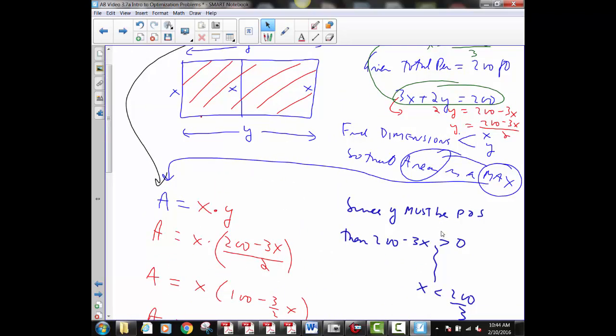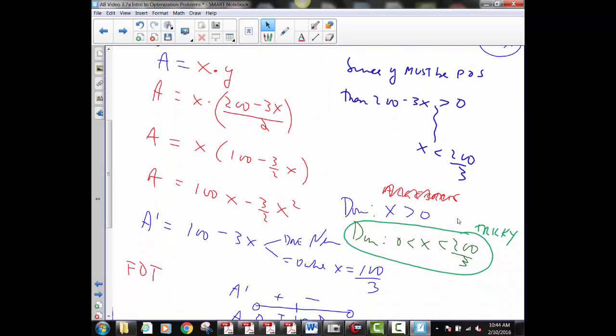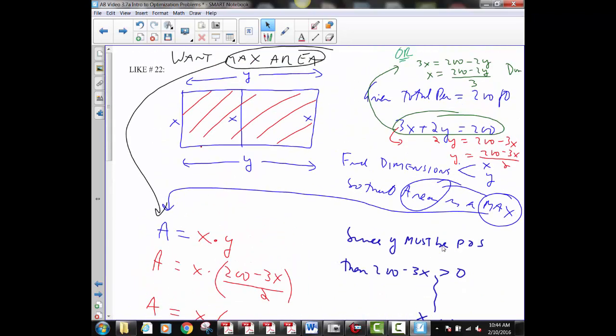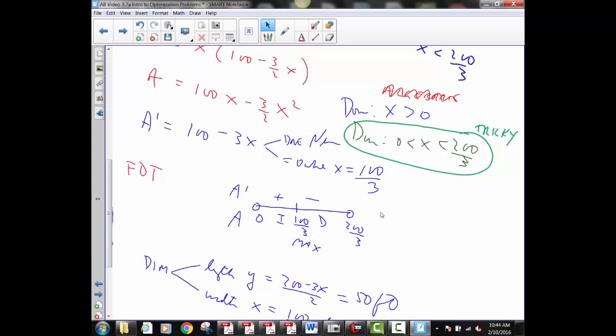Now, this is tough, okay? So if this has to be positive, then the numerator has to be positive because the denominator is 2. And that would mean that there is a limitation on this domain. x would have to be less than 200 over 3. I mean, think about it. You can't say x can be anything. So you have 200 feet of fencing, but x is 4,000. Well, that doesn't make any sense. Okay, so it's really a number array.